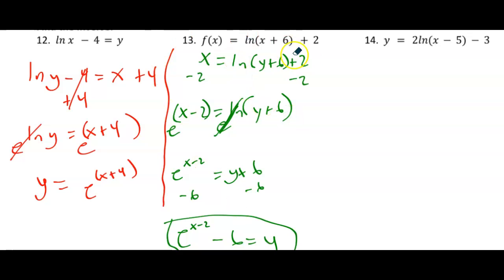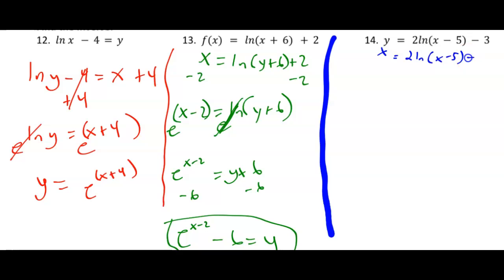And our last problem. Start by switching x and y. I made a mistake right there. You don't want that, you want y. There we go. So we're going to start by adding 3 on both sides. Now we're going to divide by 2.